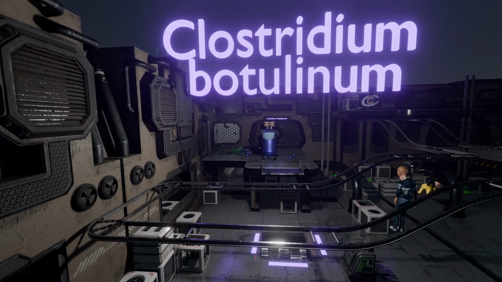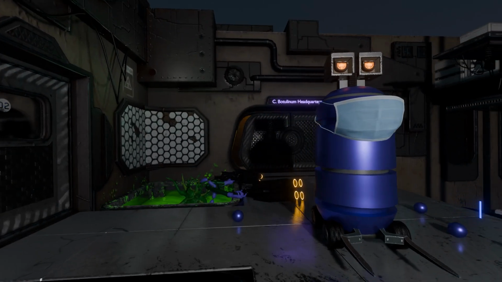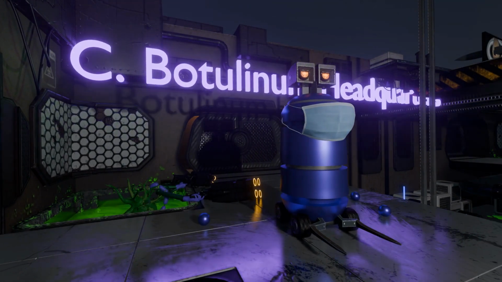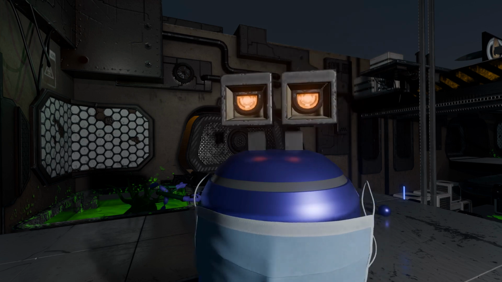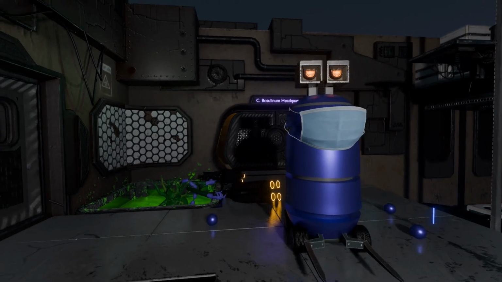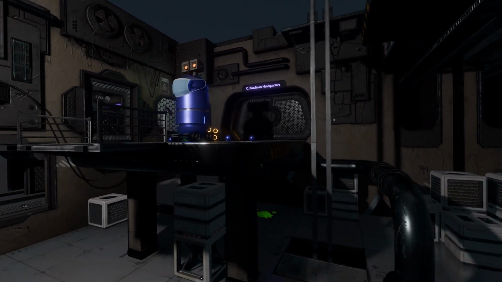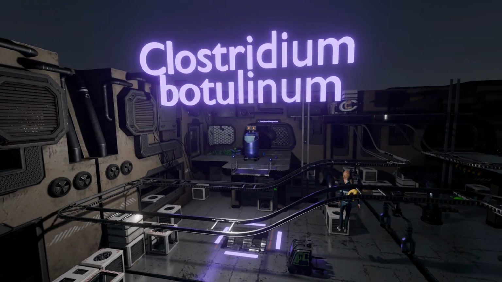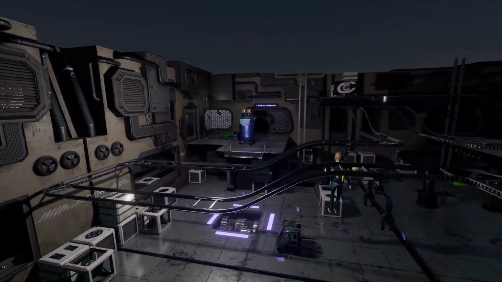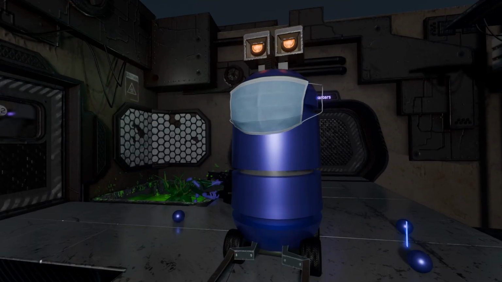Alright, this is our scene on Clostridium botulinum, taking place in Clostridium botulinum headquarters, where these evil robots, these bots, produce their evil things. Let's talk about this scene. Through this scene, we're going to learn everything that we need to know about Clostridium botulinum. So we begin with this evil character over here.